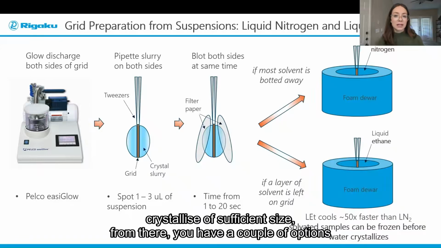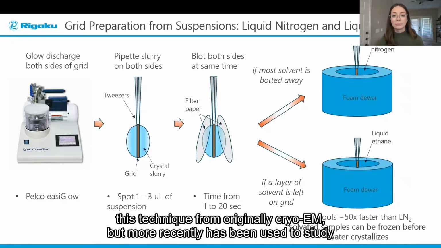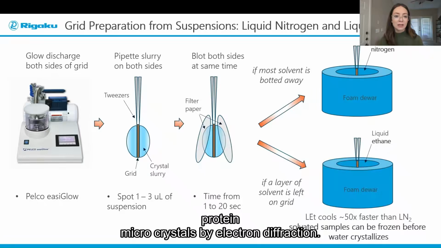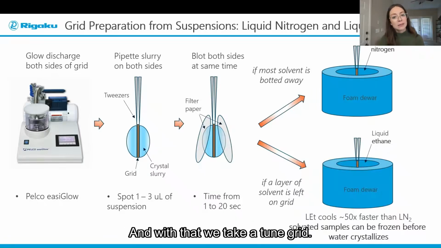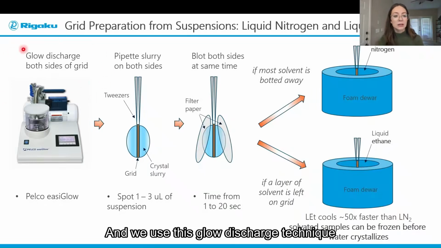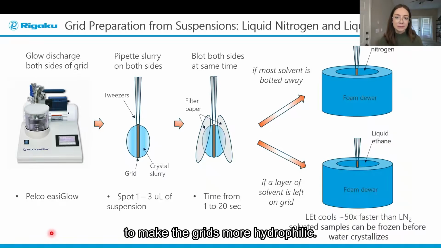Once you have crystallites of sufficient size, from there you have a couple of options on how to actually apply them to the TEM grid. And for that, we'll borrow this technique from originally cryo-EM, but more recently has been used to study protein microcrystals by electron diffraction. And with that, we take a TEM grid and we use this glow discharge technique to make the grids more hydrophilic.